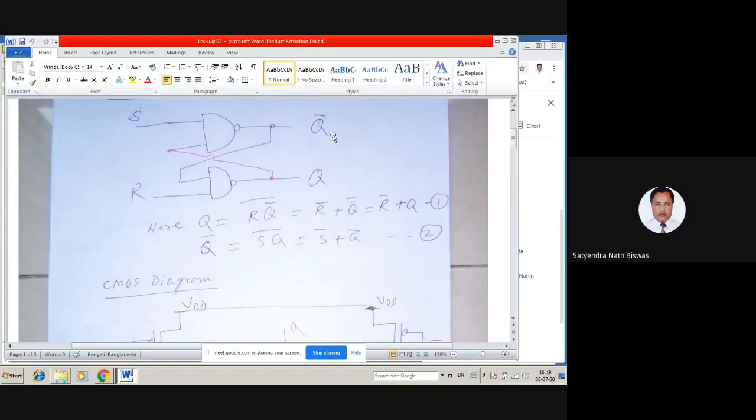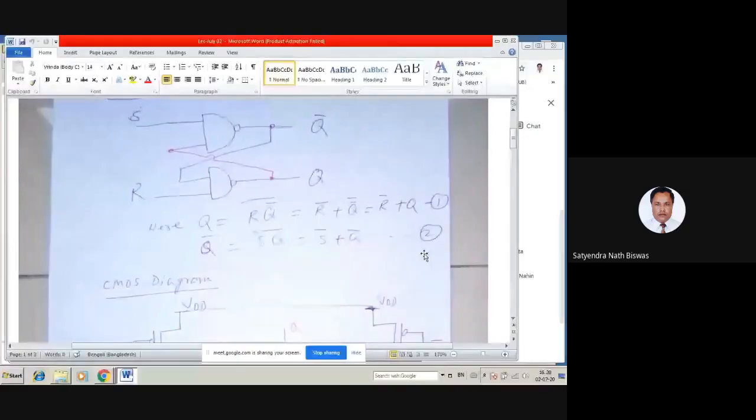Q bar will be, what will be the Q bar? The Q will be coming as an input here, and S is the input, and there will be S and Q at the input function of the NAND gate. So S, Q, and then whole bar. Now if we simplify this, it will be S bar plus Q bar. So now the equation, you see, equation number one is Q is equal to R bar plus Q, and in here Q bar is equal to S bar plus Q bar, and this is second equation.